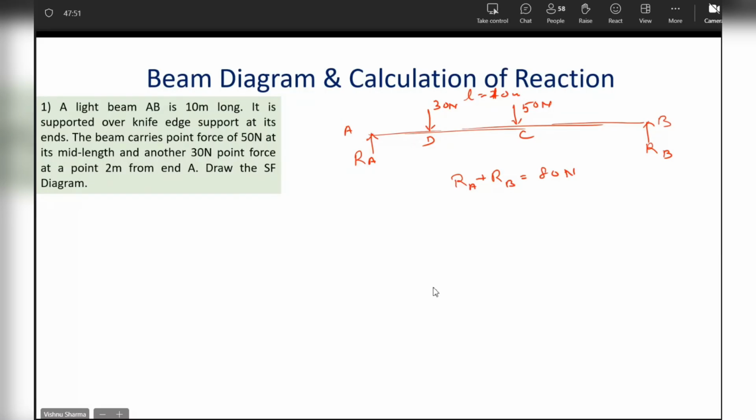You can take about any third point also, but that will be unnecessarily inviting difficulty to the question. I took A in the last working. Let me take moments about B this time, just for the sake of clarity.